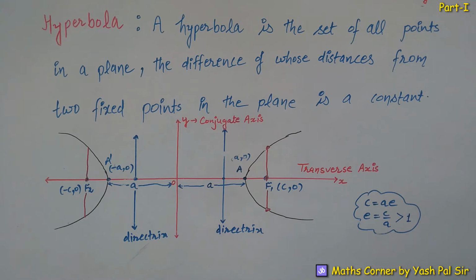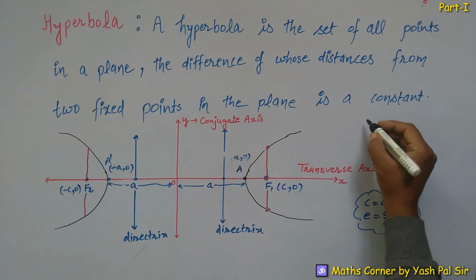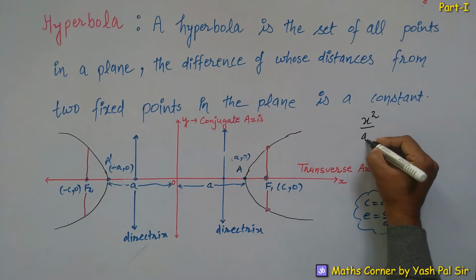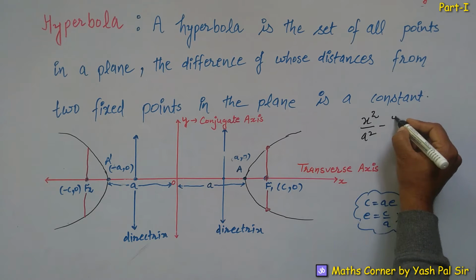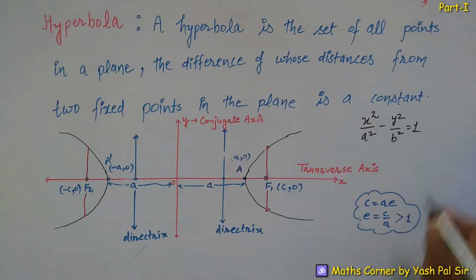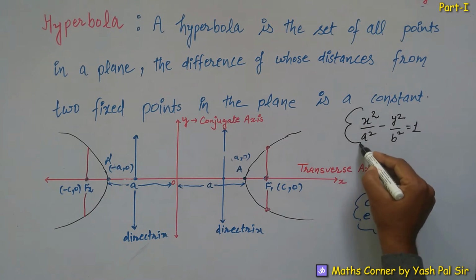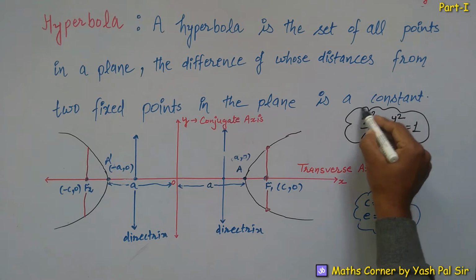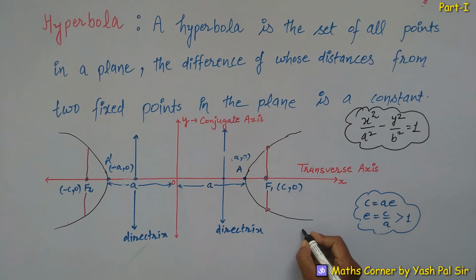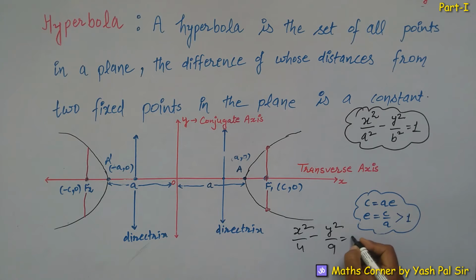What is the equation in this case? The equation of the hyperbola is x square upon a square minus y square upon b square is equal to 1. This is the equation of the hyperbola. I may give an example here: x square upon 4 minus y square upon 9 is equal to 1.